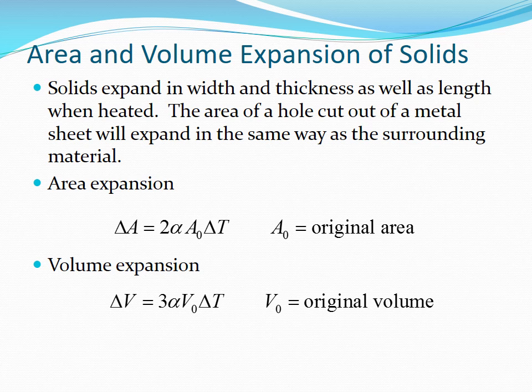A positive change in area means the material expands. A negative change in area means the material contracts. The change in volume is 3 times the coefficient of linear expansion of the material times the original volume times the change in temperature. A positive change in volume means the material expands. A negative change in volume means the material contracts.